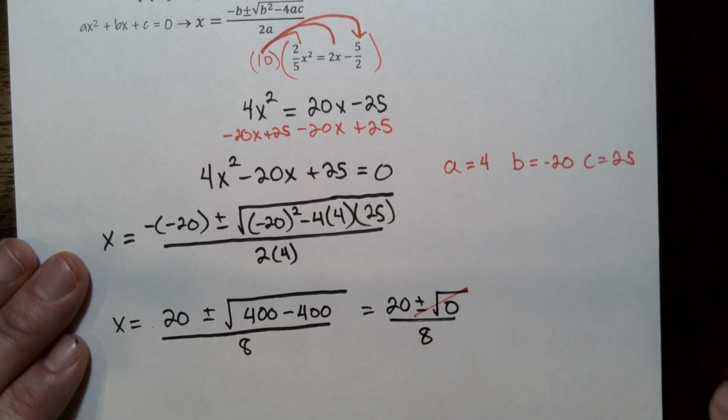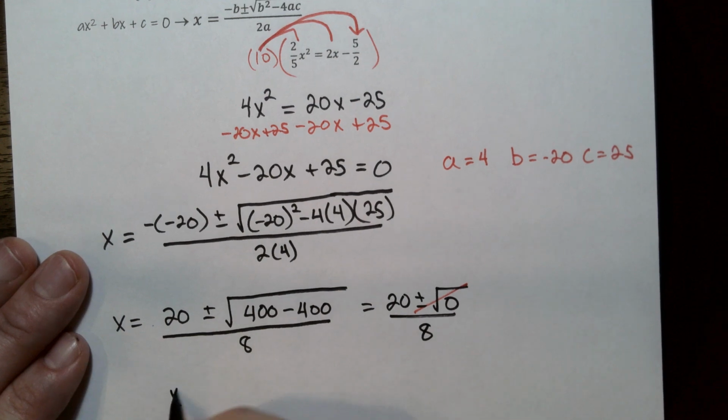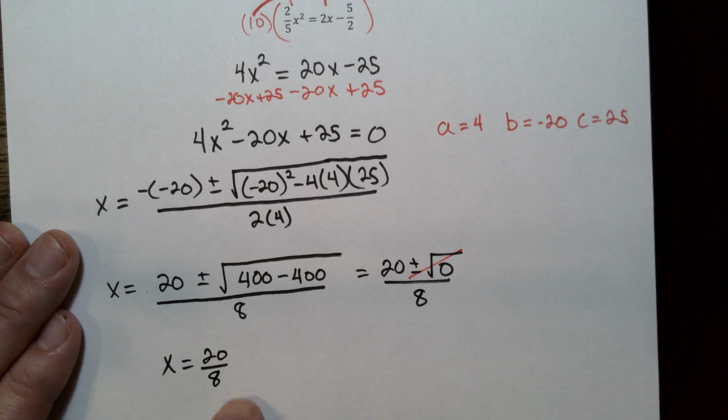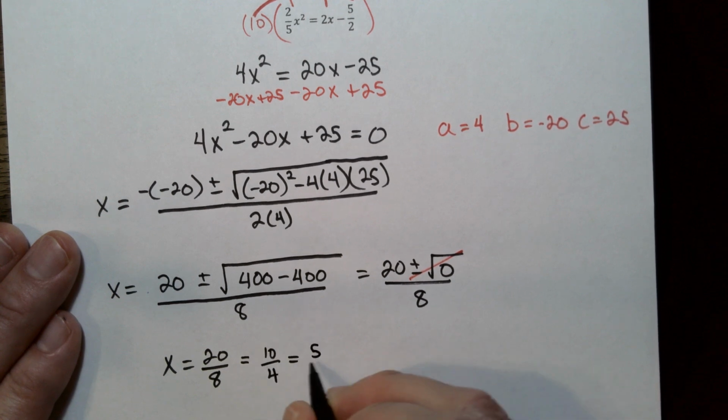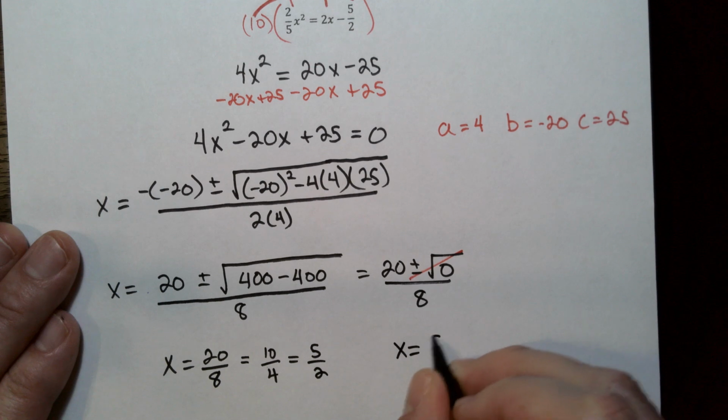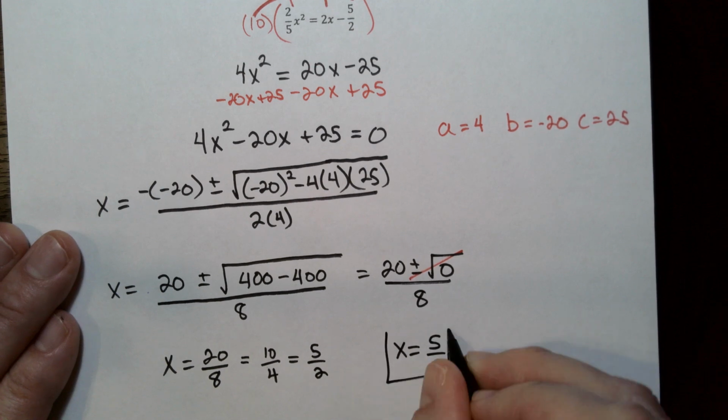So this whole part of it just goes away, and you get x is equal to 20 over 8, and do a quick reduction by dividing the top and bottom by 4, or let's just divide by 2 twice. So divide by 2, it's 10 over 4. Divide by 2 again, it's 5 over 2. So x is equal to 5 over 2. And that's it.